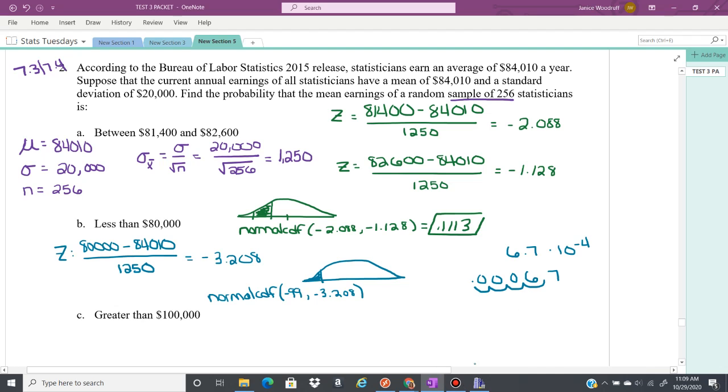All right, so 0.00067. If I want to round that to 4 decimal places, 0.0007. So a very, very, very small probability that the statistician in this sample, or any statistician in the sample, is earning less than $80,000.